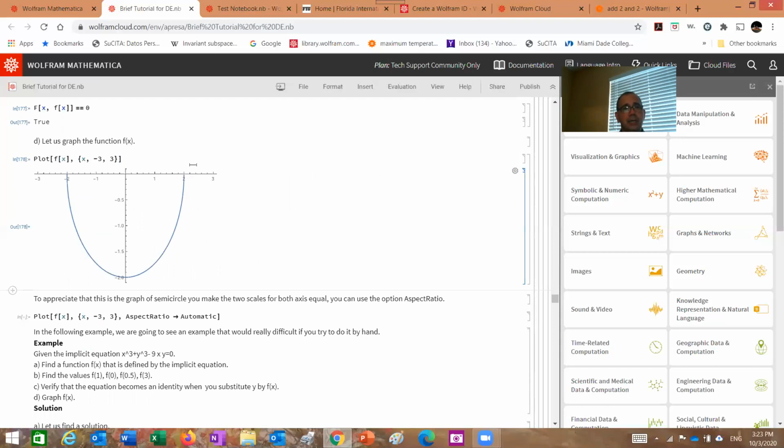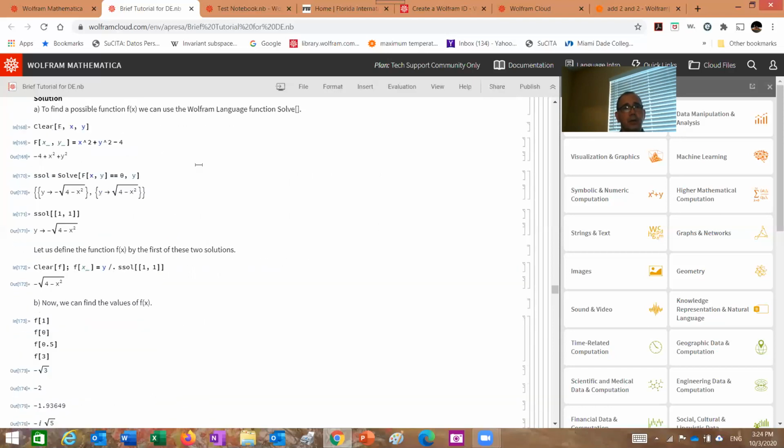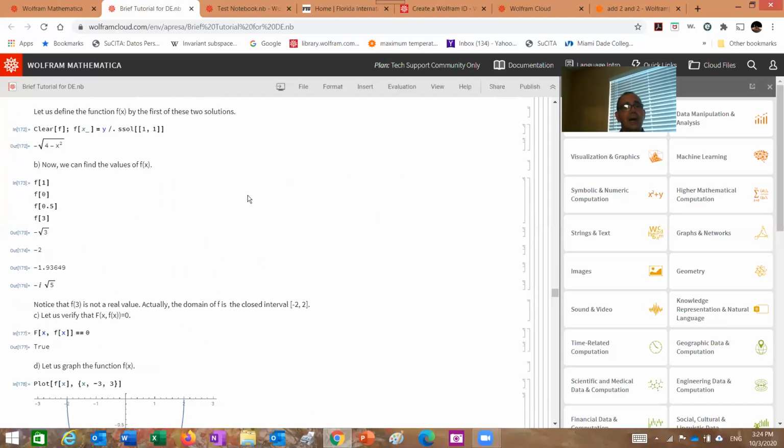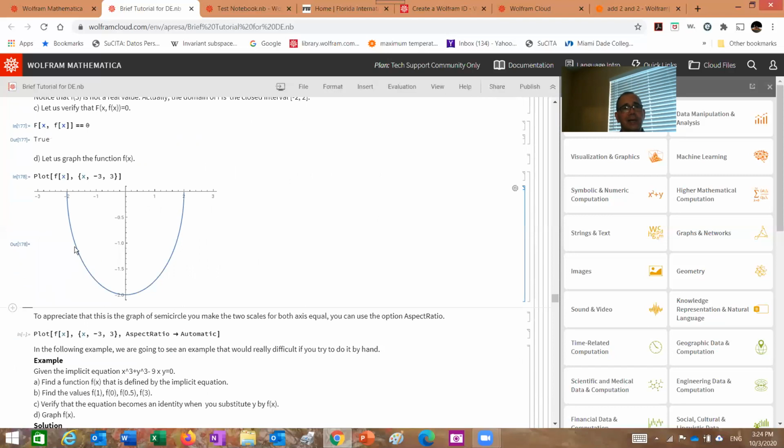But actually, if you see the original equation of that curve, you see that this is the equation of a circle. Why doesn't the result here look like a semicircle? It doesn't look like a semicircle because notice that the distance from here to here is 2 units on the x-axis, and the distance from here to here is 2 units on the y-axis. So it means that the scales are different.